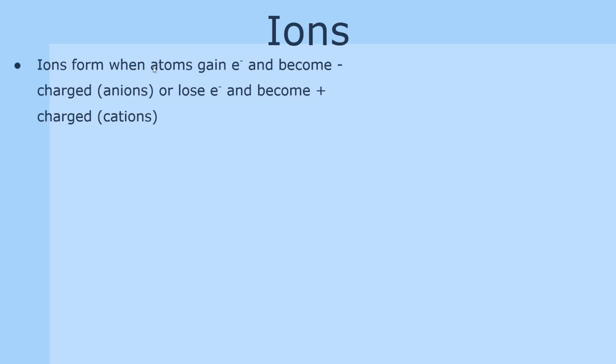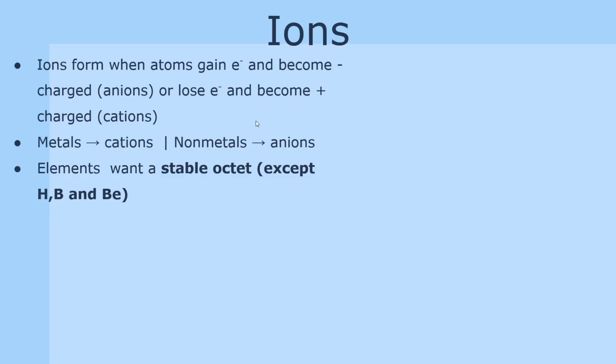Ions form when atoms gain electrons and become negatively charged, anions, or lose electrons and become positively charged, cations. Metals form cations, and nonmetals form anions. Elements want a stable octet, which just means 8 electrons in the outermost shell, except for hydrogen, boron, and beryllium. Hydrogen only wants 2, and boron and beryllium are satisfied with about 6.